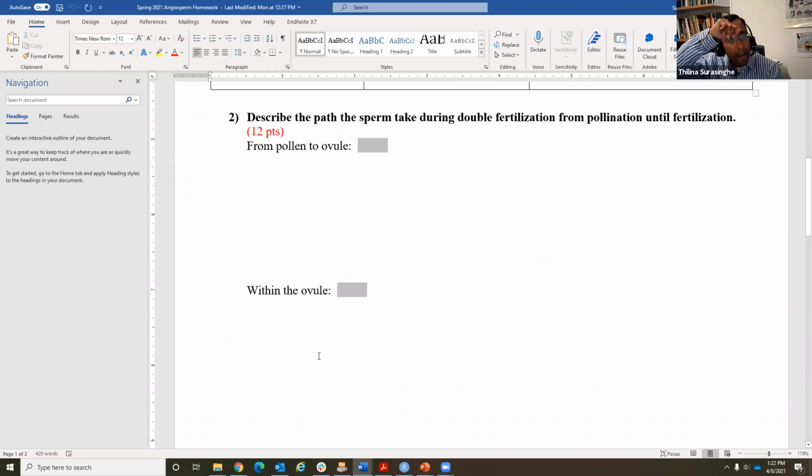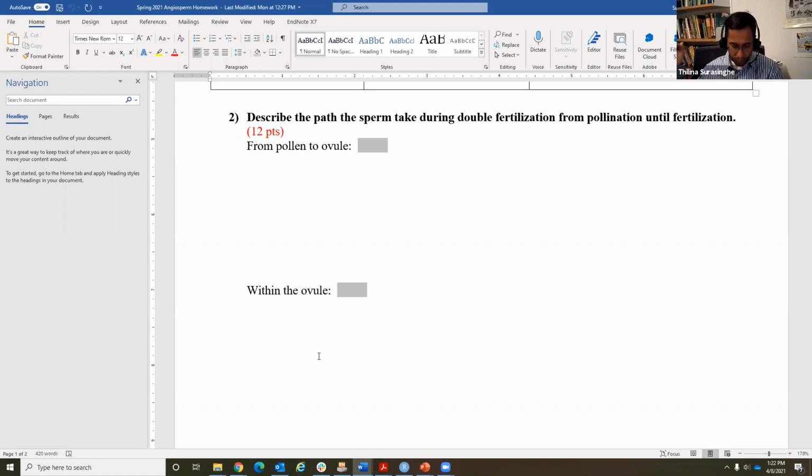Question 2, describe the path the sperm takes during the double fertilization from pollination until fertilization. Now think about the starting point. It says the path that the sperm takes. So first start with the pollen grain landing on the stigma of the pistil. Then remember the pollen tube grows, and the sperm travels through that particular pollen tube.